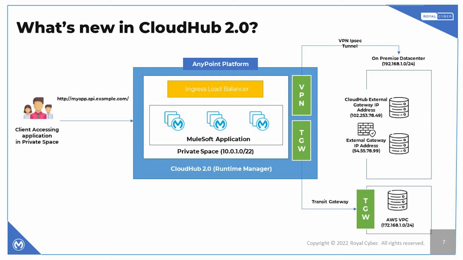In private space, I can make use of the ingress load balancer to route the request. It supports TLS context, and allows connecting to a private or corporate data center and cloud using VPN or transit gateway. Private endpoints are supported, and last mile security and SSL forwarding are supported.